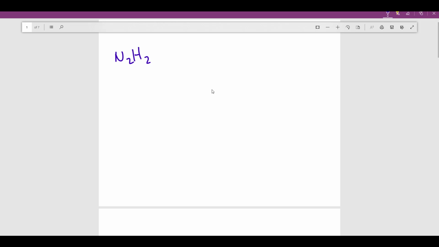Nitrogen is in column 5A of the periodic table, therefore nitrogen has 5 electrons. There are 2 nitrogens in this formula, so I'll times that by 2. Hydrogen's in column 1A, so there's 1 valence electron in the hydrogen, and there are 2 hydrogens in this formula. I add that all together: 10 plus 2 equals 12 total electrons to play with in this system. That's the end of step 1.